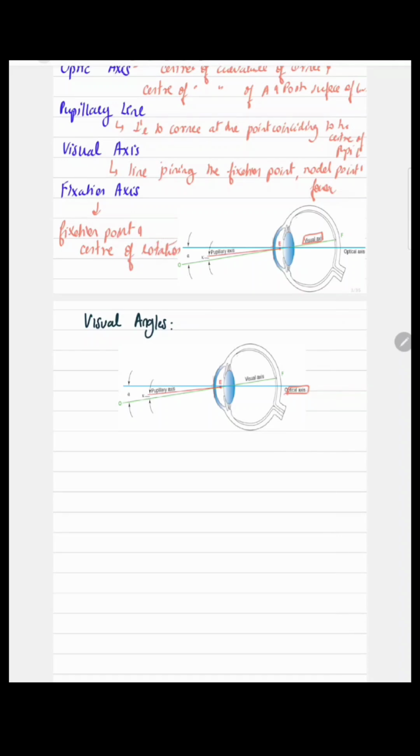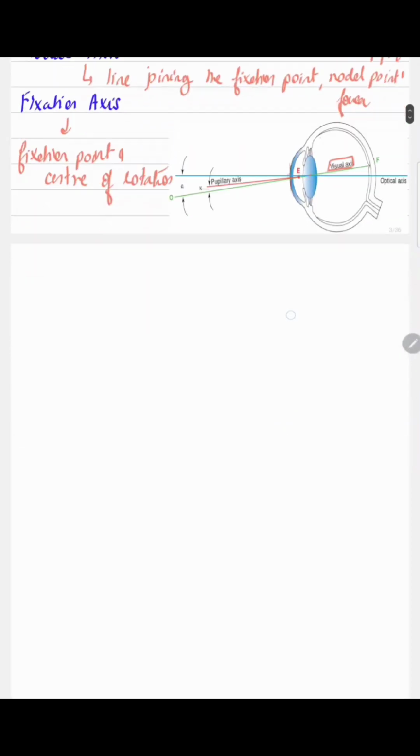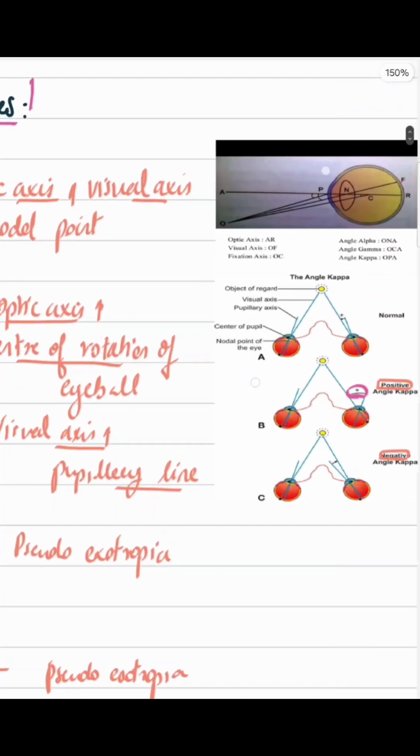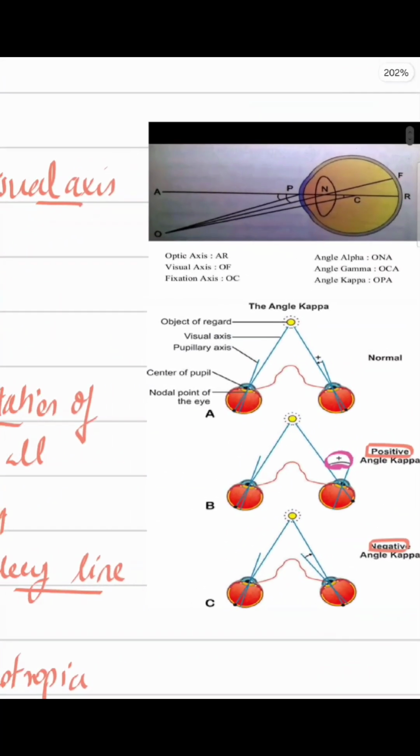Fixation axis is the line joining the fixation point and center of rotation. Now coming to next, we'll discuss the visual angles. Visual angle alpha is between the optic axis and the visual axis. AR is the optic axis and OF is the visual axis. Angle alpha is between the optic axis and the visual axis.